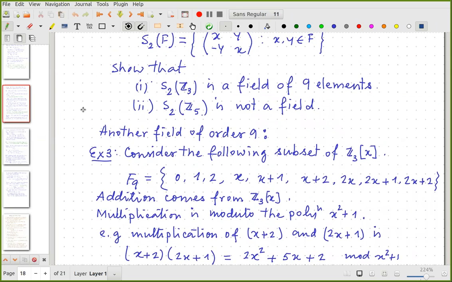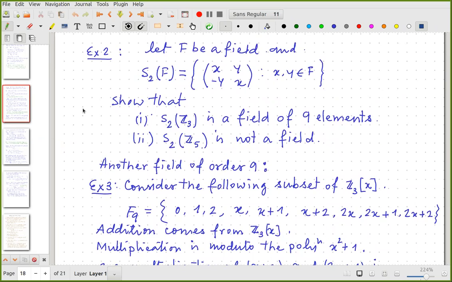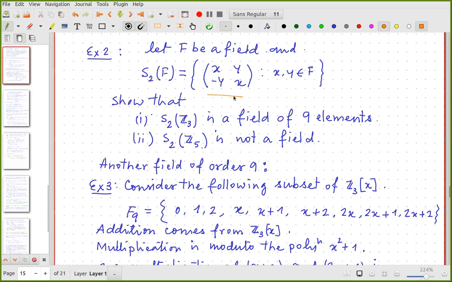We constructed them in two ways. One is these matrices, so-called skew symmetric matrices. So if F is a field, then we define this set S2F to be these matrices, and then this S2 of Z3 is a field, but for Z5 it's not a field. These things are very easy to check.